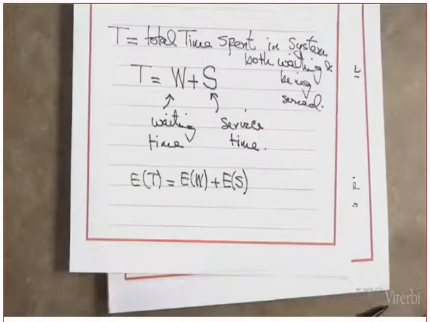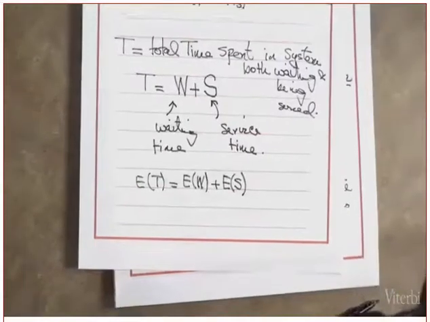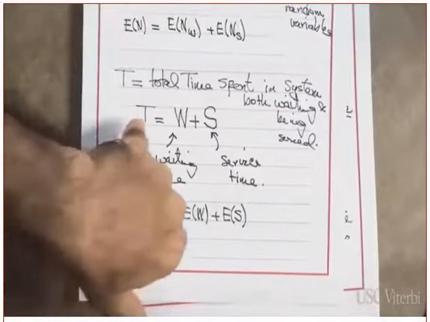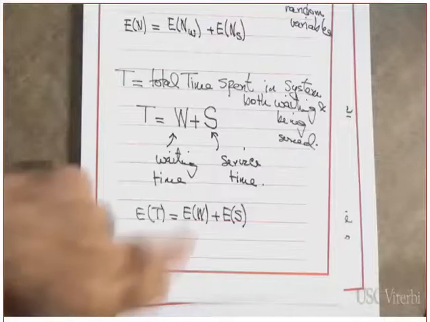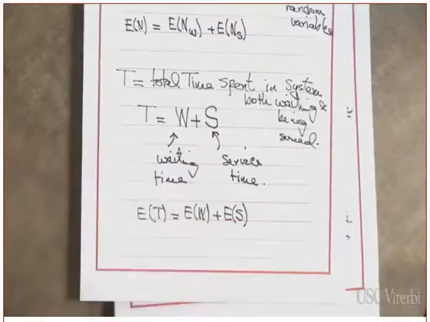Service time is a continuous random variable. Clear? How about T, the total time that you spend in the system? Is it continuous? It's continuous. Are you following? Why? Because this one is continuous. Clear? How about W? Is it continuous?